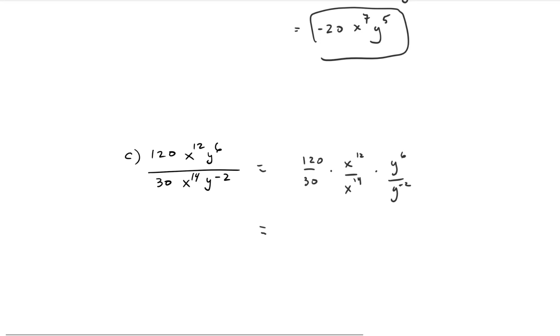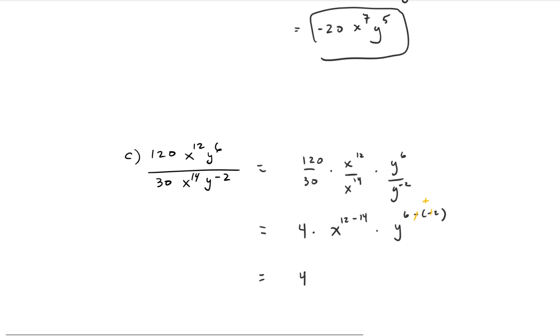Now if we keep going, 120 over 30, luckily that's a nice number, it's just 4. And we have x, and our rules say that we take the top power and we subtract the bottom. So we have 12 minus 14. Let's do that with the y's as well. 6 minus a -2. The minus and the minus become a plus. So we have 6 plus 2 there.